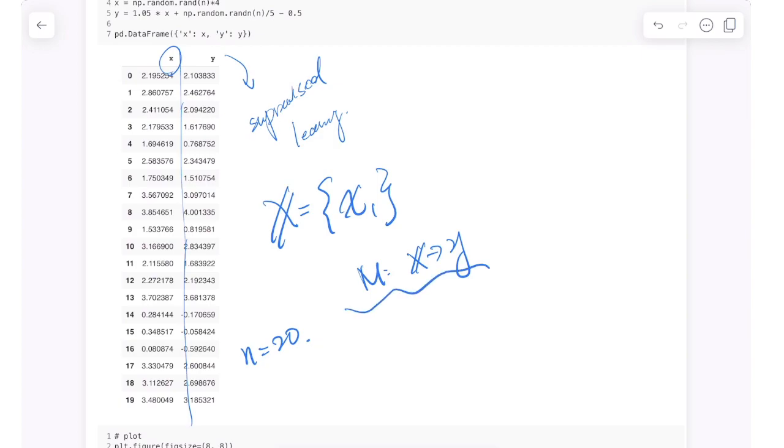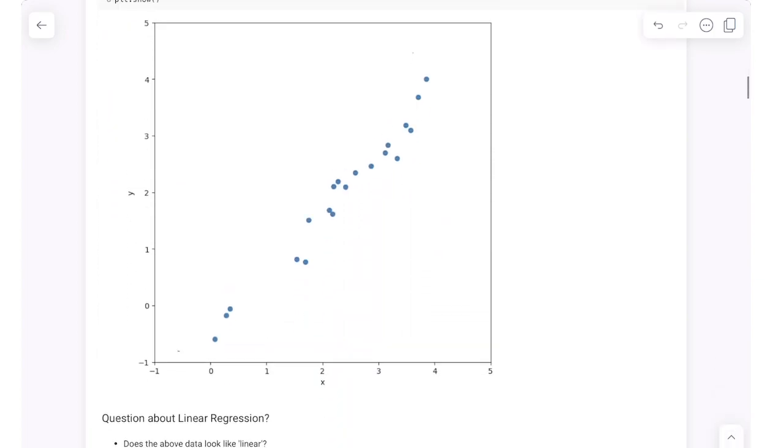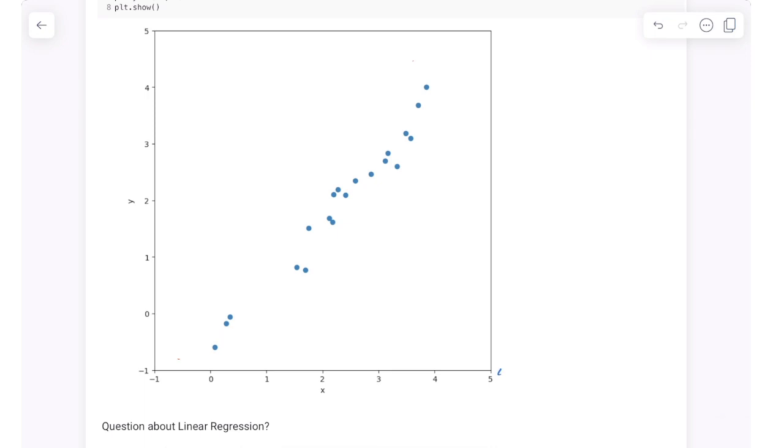The reason why this algorithm is called linear regression is that if we plot x1 and y on the plane, human beings are very smart, so we can see that x1 and y, their relationship looks like a line, right?